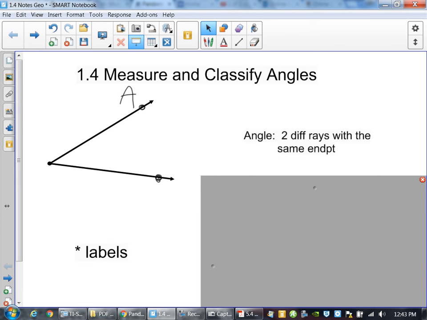If you have a ray, when you label it, you always start with which letter? Why do I start with B in this case? It's the endpoint. Whenever we talk about rays, the first letter is always going to be where it has the endpoint. So in this case it would be ray BA and ray BC. So what we know is ray BA and ray BC create what's called angle ABC.